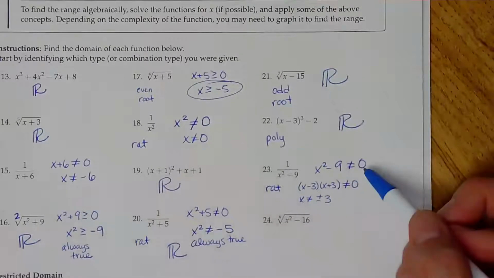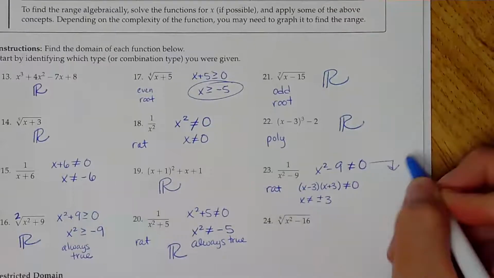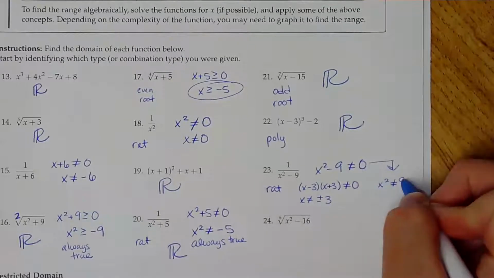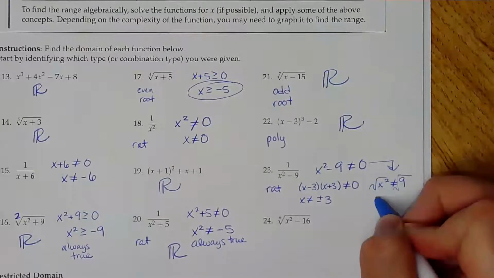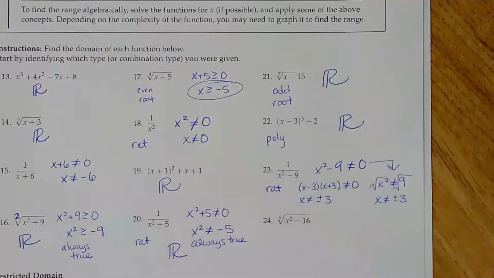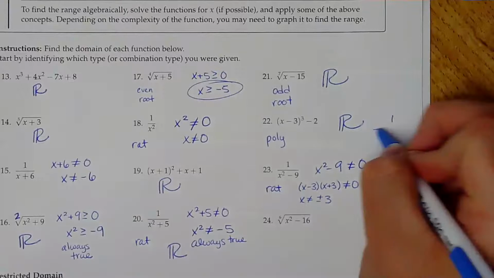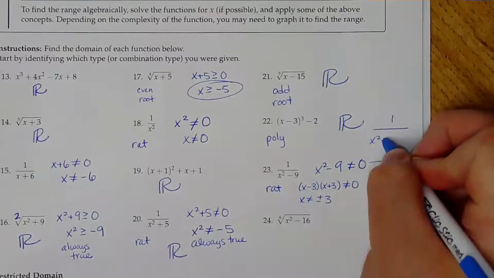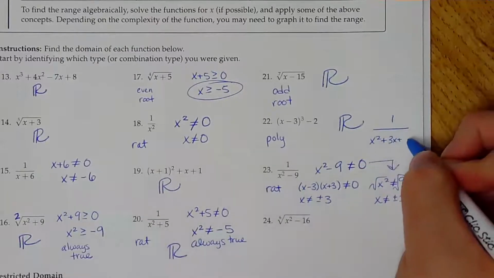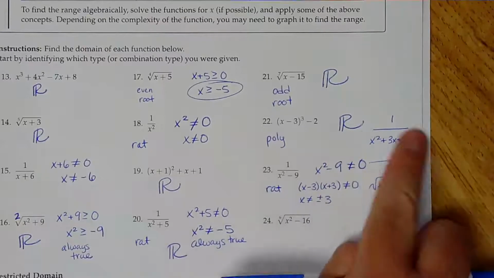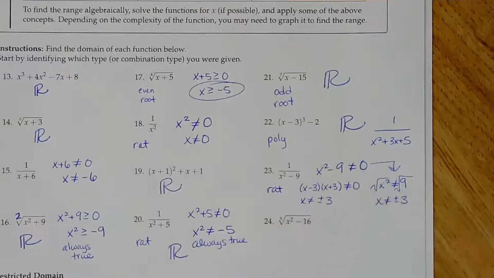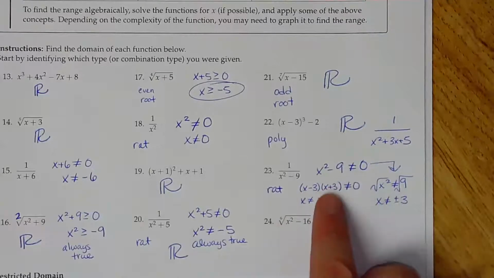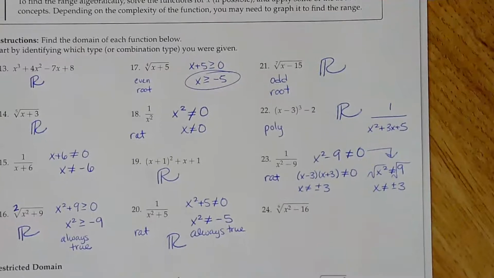On this particular one, another way you could solve it would be x squared cannot be equal to 9. If you take the square root of both sides, you get that x cannot be plus or minus 3. The reason I would steer you away from this is if you had something like 1 over x squared plus 3x, plus 5, then you would need to factor this. You can't just move the 5 over to the other side and try to solve it. So generally it's going to be a factoring situation.